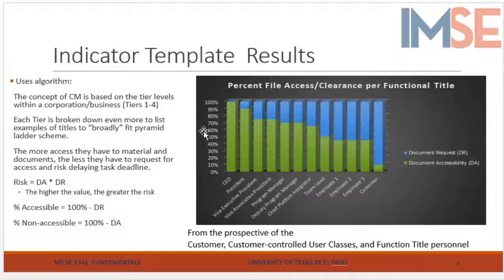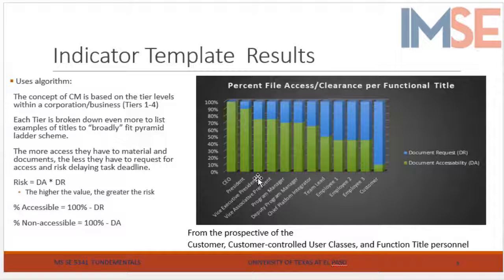So here we have the algorithm that we used, taking the risk of access or clearance per functional title of each employee. DR is document request and DA is document accessibility. As you can see, the CEO has the most, while customers have the least amount of accessibility, but the most amount to request.